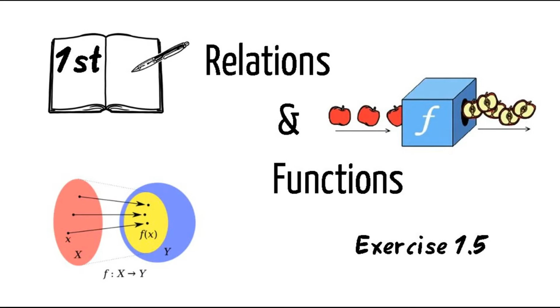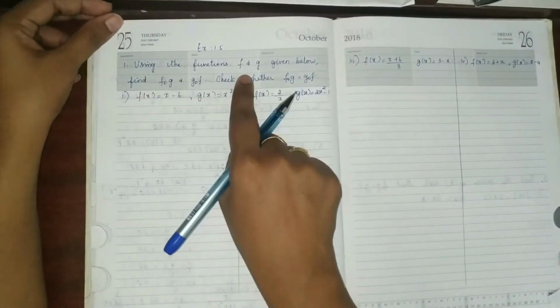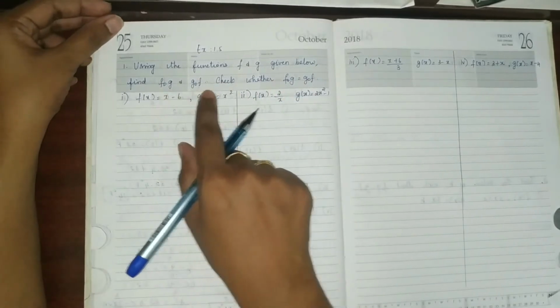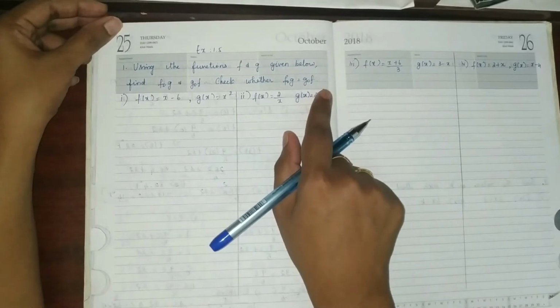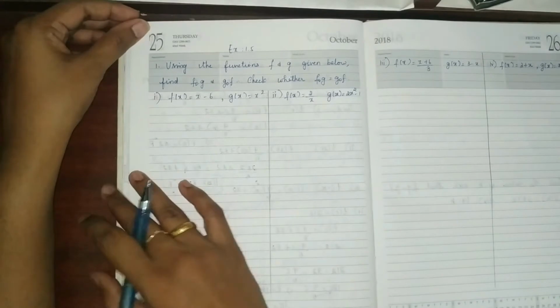So the next exercise is exercise 1.5, and in the following videos we will be working out problems under exercise 1.5, which is based on composition of functions. The first question here is, using the functions f and g given below, find f of g and g of f, and also check whether f of g is equal to g of f. The f function is already given, and the g function is also given to us.